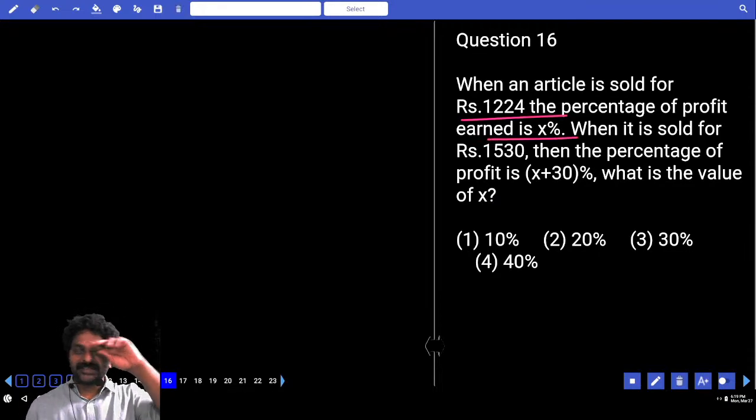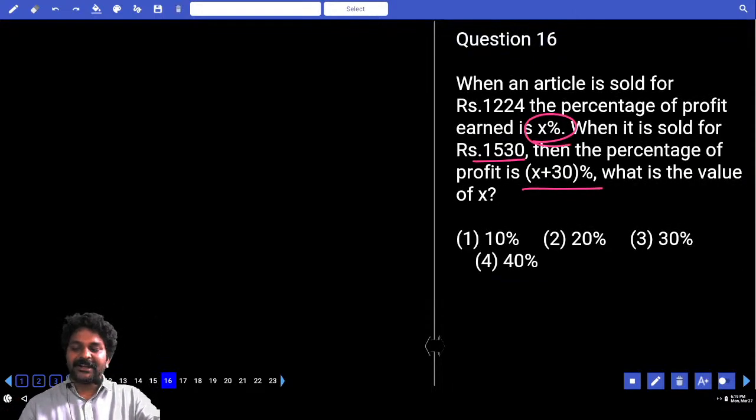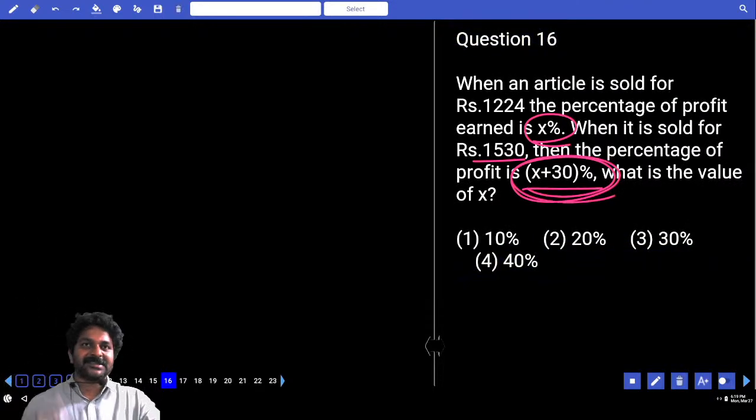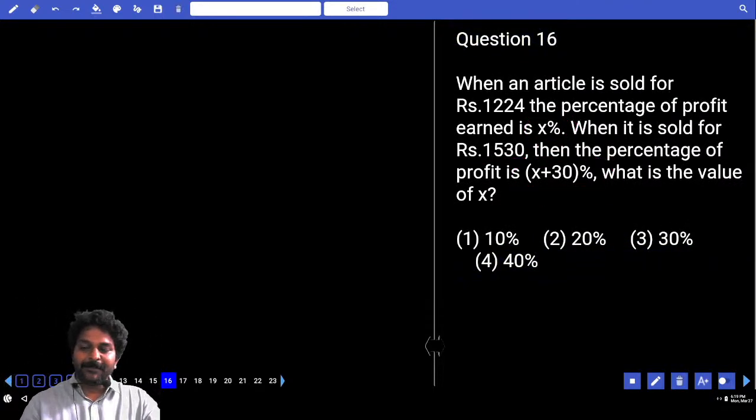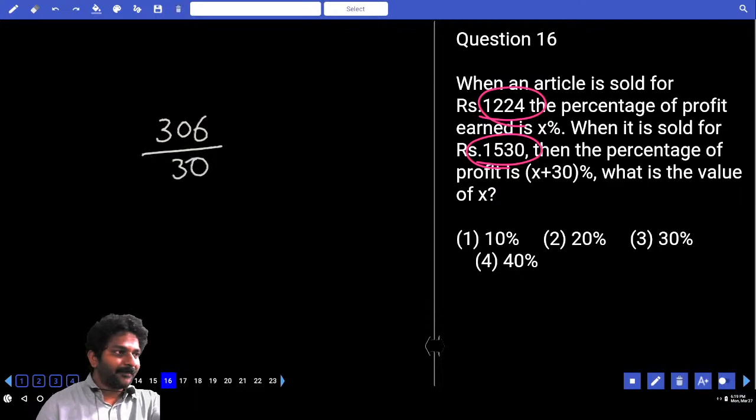1224 కమ్మినప్పుడు X% ప్రాఫిట్ అని అన్నాం. 1530 కమ్మినప్పుడు X plus 30% అన్నాం. ఇంతకుముందు పర్సంటేజ్ కంటే ఇప్పుడు పర్సంటేజ్ ఎంత పర్సెంట్ ఎక్స్ట్రా ఉంది? ఆ 30% ఎందుకు ఎక్స్ట్రాగా వచ్చింది అంటే డిఫరెన్స్ బిట్వీన్ దీస్ టూ నెంబర్స్ అనేనా? విచ్ ఈజ్ ఈక్వల్ టు 306 అనేనా? మాట్లాడండి. 306 ఈజ్ ఈక్వల్ టు 30%. దెన్ 1% ఈజ్ డివైడెడ్ బై 30. దిస్ ఈజ్ 1% వాల్యూ. అగ్రీడ్?